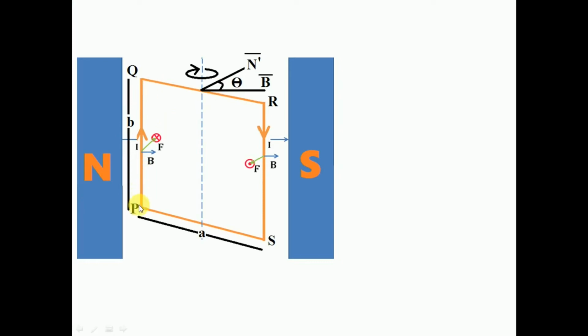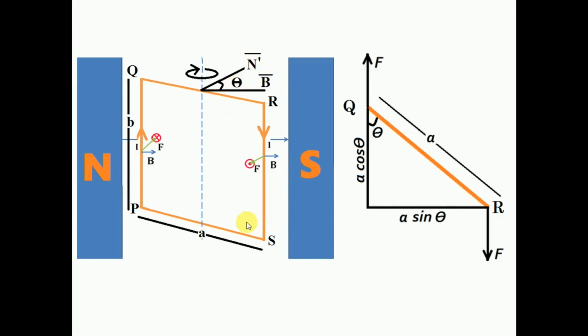I am considering a coil PQRS, and the sides of the coil are b and a, and it is rotating about this axis. n dash vector is a vector perpendicular to the plane of the loop, so I can call it the area vector of the loop, and B is the magnetic field, and the angle between n dash and B is theta. And this is the diagram.